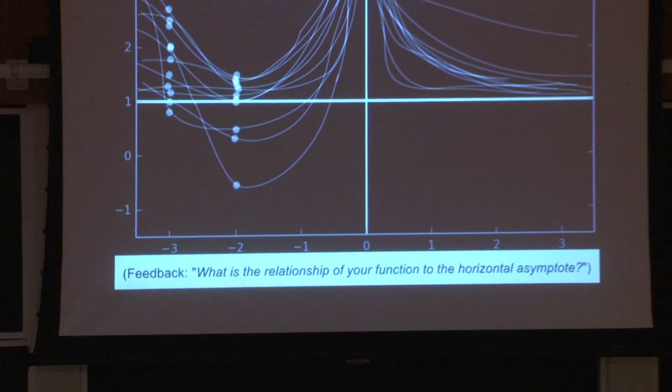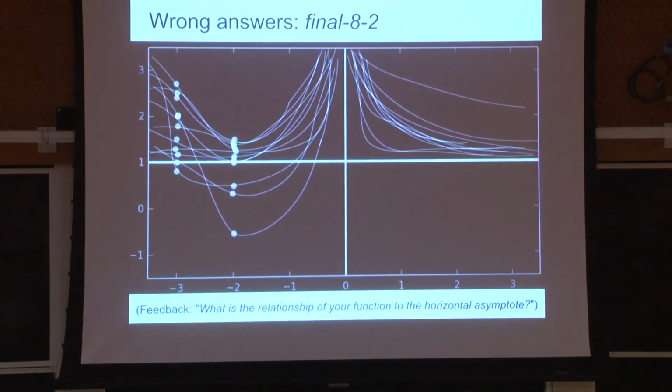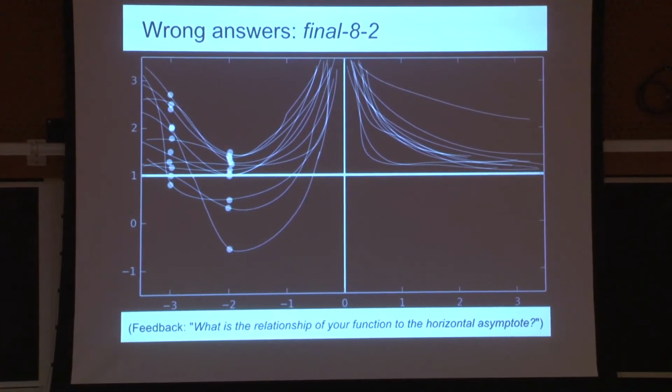So, incorrect submissions. In general, these plot much less cleanly than the correct submissions. Some of them are all over the place. It helps somewhat to sort or categorize them by the feedback that we gave. In this case, we're showing all of the incorrect submissions for one of the final problems, where we gave the feedback, what is the relationship of your function to the horizontal asymptote? You can see there's a clear conceptual error on the left-hand side of the graph, where all of these students continued their function above the asymptote instead of approaching it from underneath, which is the correct response.